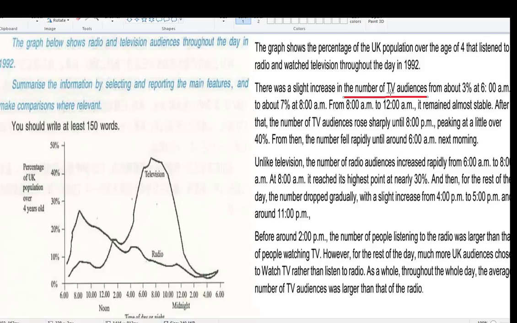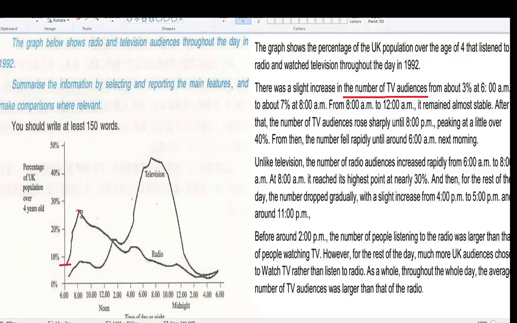There's only one audience. "From 3% at 6 a.m." What? 3% at 6 a.m.? Is this 3%? This is television. How is this 3? It's more like 8. "To about 7% at 8 a.m." I don't understand. Where did these numbers come from? These numbers are incorrect. "From 8 a.m. to 12 a.m. it remained stable."